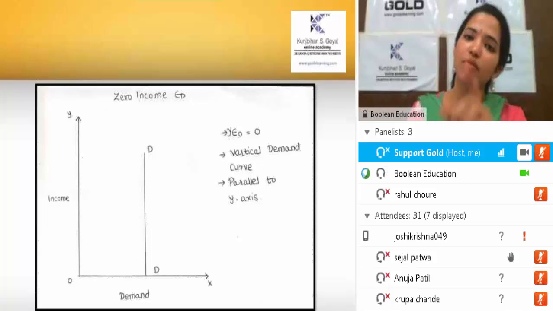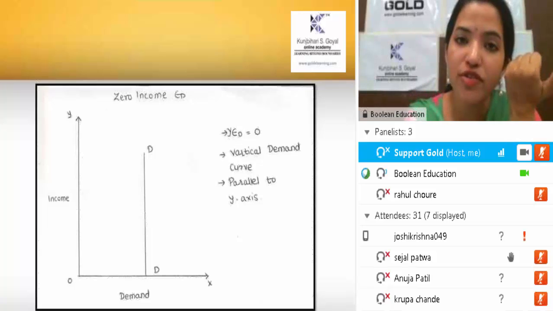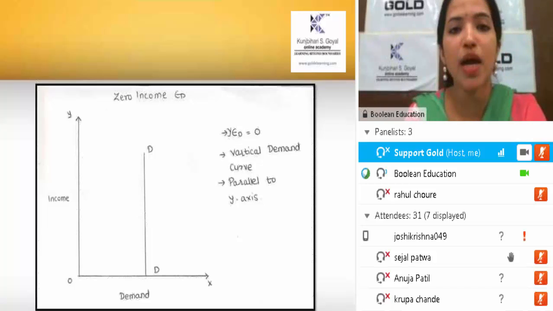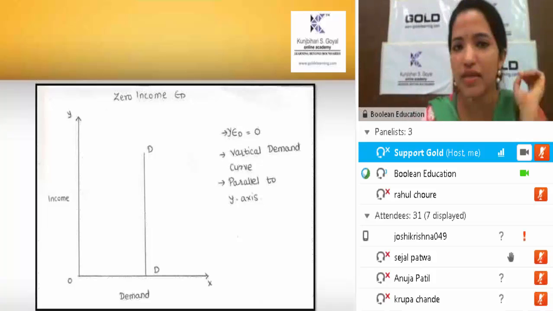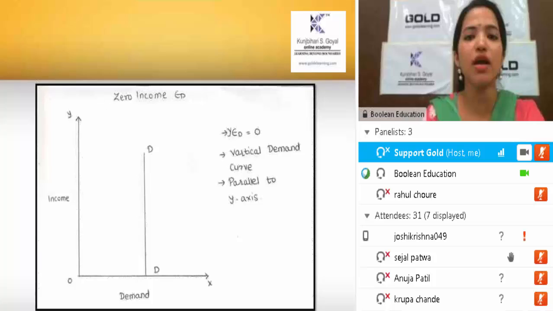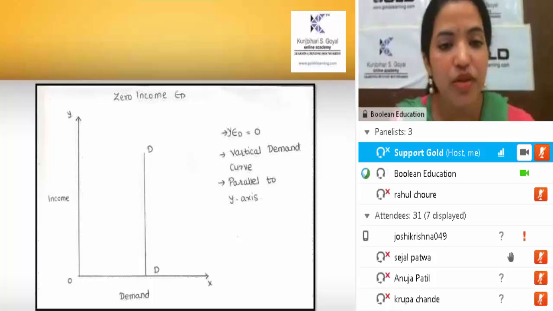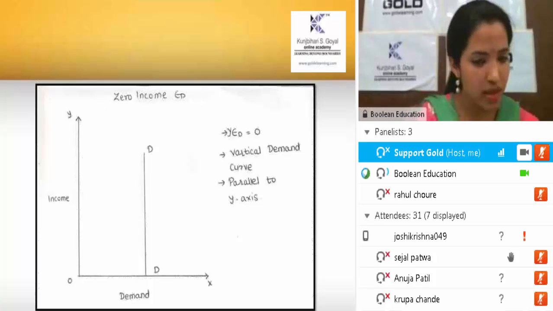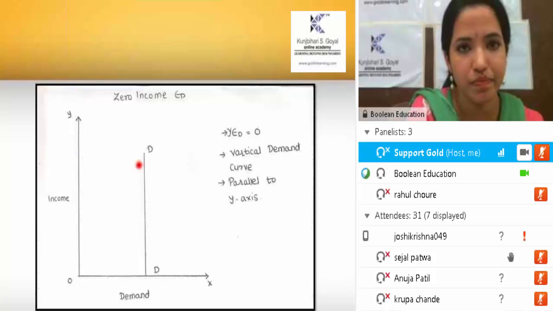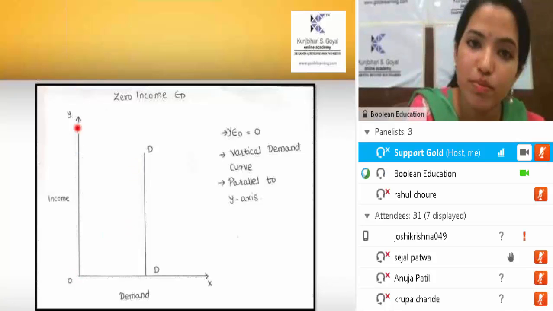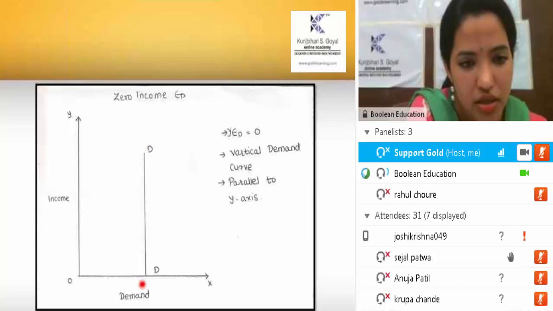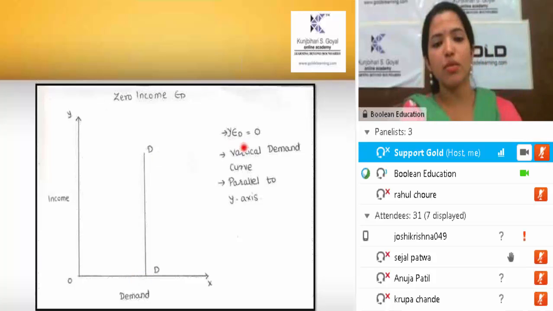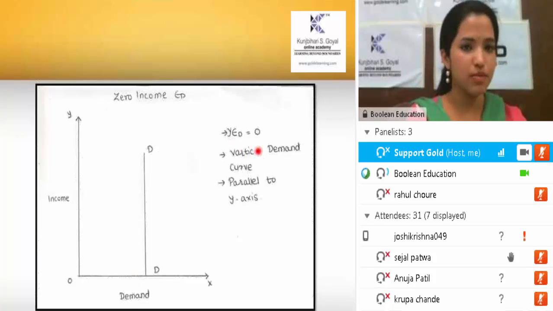Let's look at the diagram. This diagram is the same as the one we drew earlier for perfectly inelastic demand. It is a similar diagram. Here you only have to write income on the y-axis, whereas there we had written price on the y-axis, right? Because this is nothing but income elasticity of demand. See, YED, Y stands for income. Income elasticity of demand is zero here. Meaning however much income increases or decreases, you demand the same quantity, that is OD. So this is a vertical demand curve which is parallel to the y-axis.